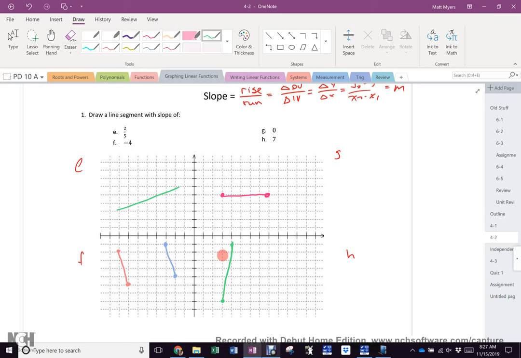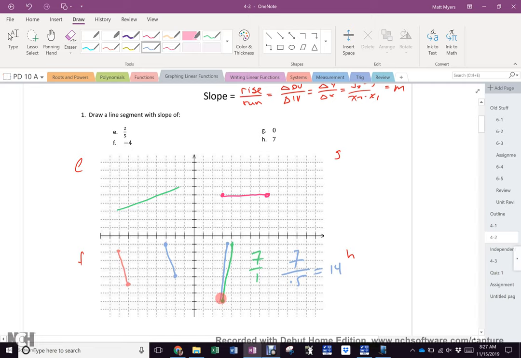A lot of kids have a lot of problem with that, conceptually speaking, right? This one right here's fraction is 7/1, agreed? Because I went up 7 and I went over 1, yes? Okay, what would happen if I went up the same 7 but only went over to this blue dot? What would that be? 7 over what? 0.5, which would of course be a slope of 14, agreed?